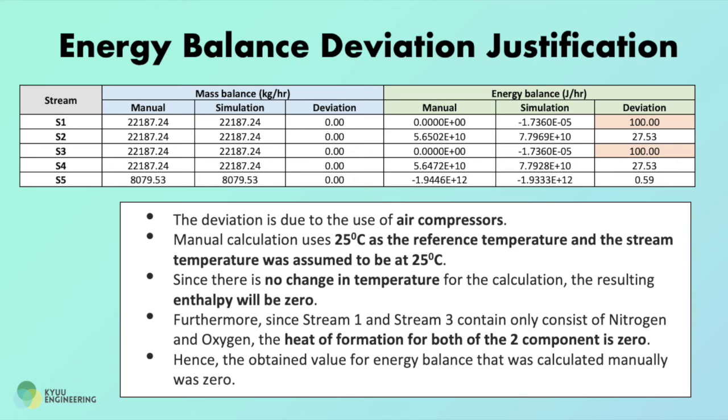For stream 2 and 4, the estimated outlet temperature of the compressor is about 112 degrees Celsius, which is based on heuristic 36. But the temperature obtained from our simulation is around 144 degrees Celsius. The difference in outlet temperature has caused the deviation to be at 37%.